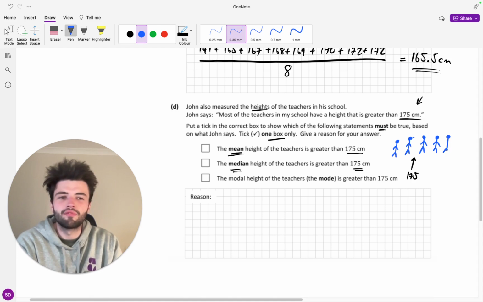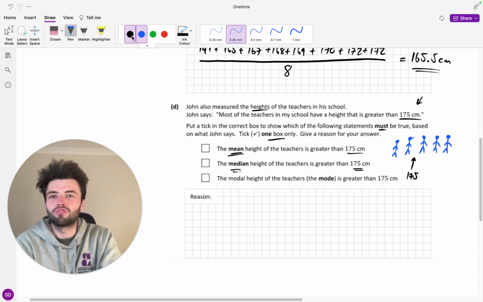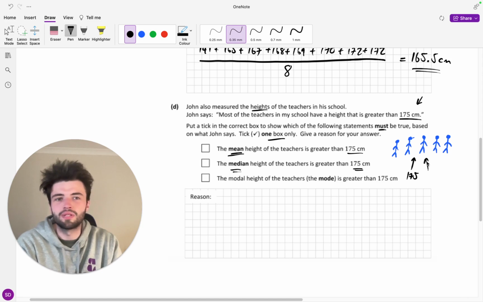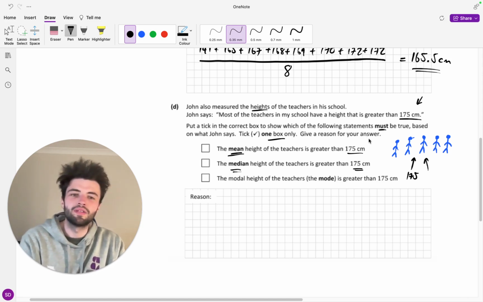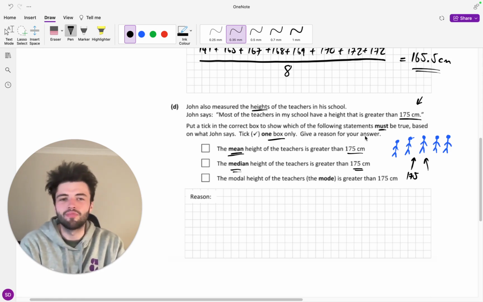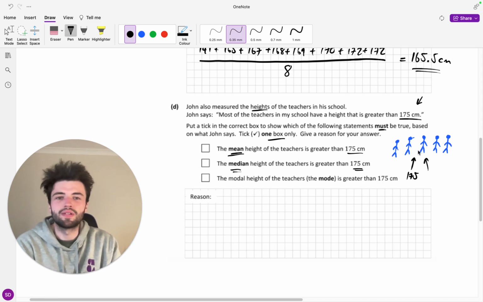But for 5 it would be true, because if we had 175 here and there were 3 teachers taller than that, the median would always be above 175, because the median would be the height of this person, who we know is at least 175 centimeters tall. And so this is a question that tests your reasoning on averages, and which average best applies in this question. And so we can put a tick in this box.